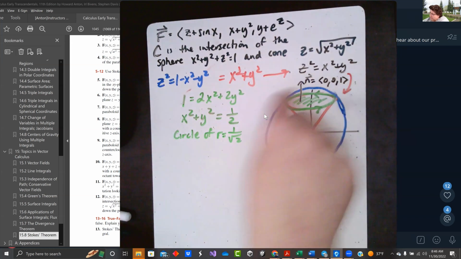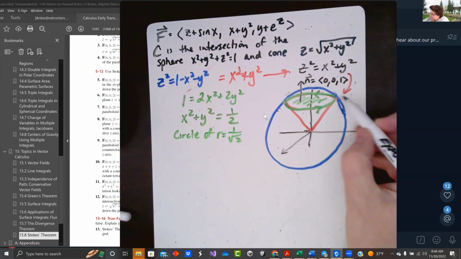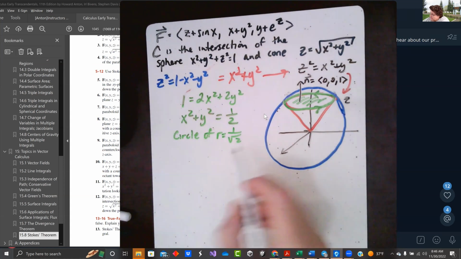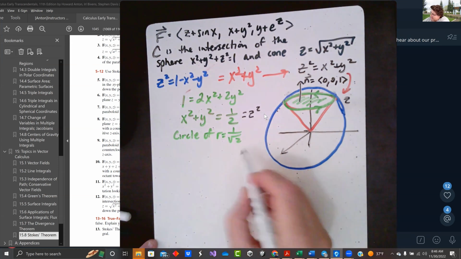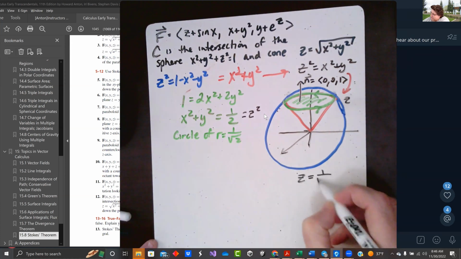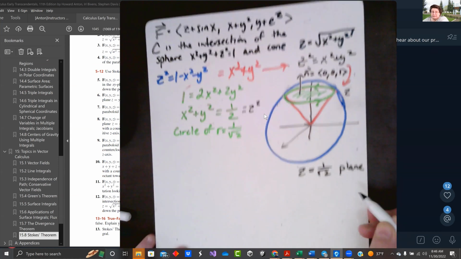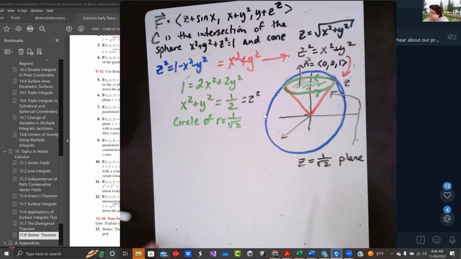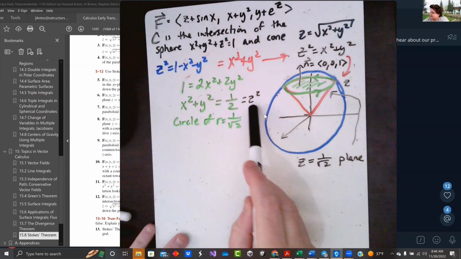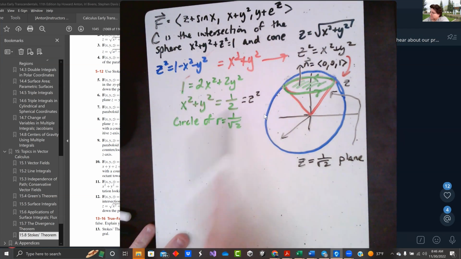Z is going to be an equal height going around the cone, so Z is constant around this circle. In fact, x squared plus y squared equals 1/2, which equals Z squared. This is the plane Z equals 1/√2 for our green curve. It looks like it's flat, and since these are both Z squared equals 1/2, that is the Z equals 1/√2 plane.